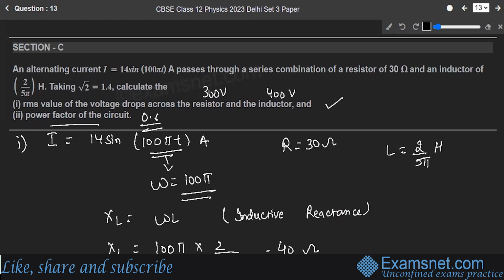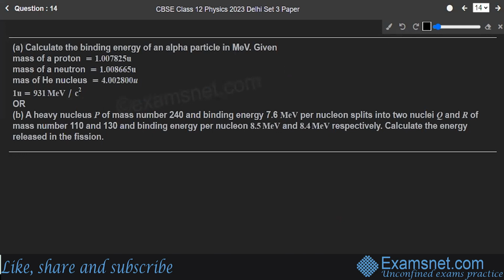Hope you are clear. Next is the last question for this paper. Calculate the binding energy of an alpha particle in MeV. You are given the mass of the proton, neutron, and helium nucleus as this. One U is given to you as 931 MeV upon C square. Let's write down: mass of the proton as 1.007825 U, and neutron as 1.008665 U, and mass of alpha nucleus.